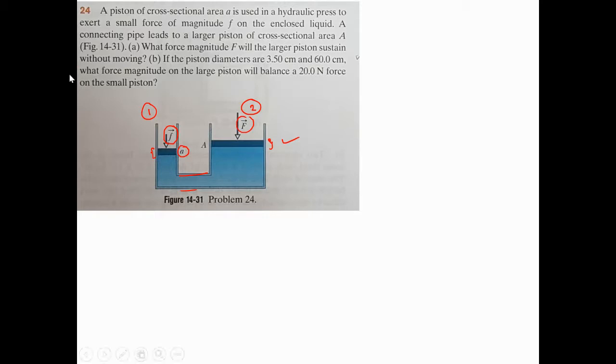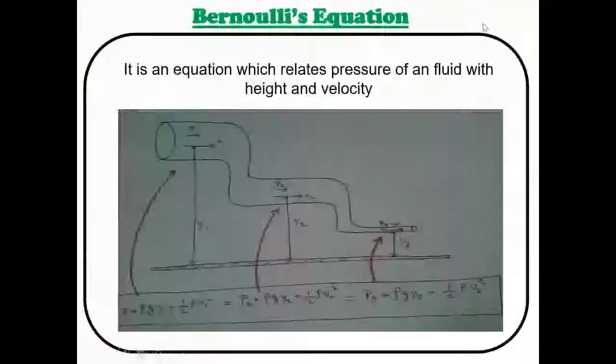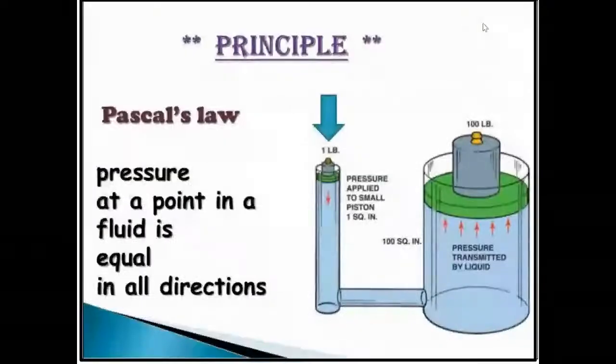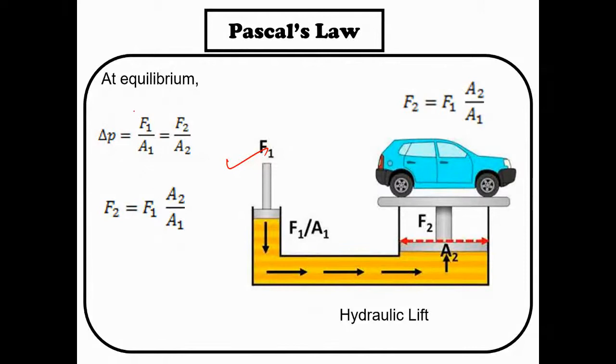Now, what are you going to find in the first question? What magnitude of this capital F will the larger piston sustain without moving? If it is not moving, this is nothing but the equilibrium condition. Am I right? What is our equilibrium condition? Go back to your theory slide. This is our equilibrium condition.